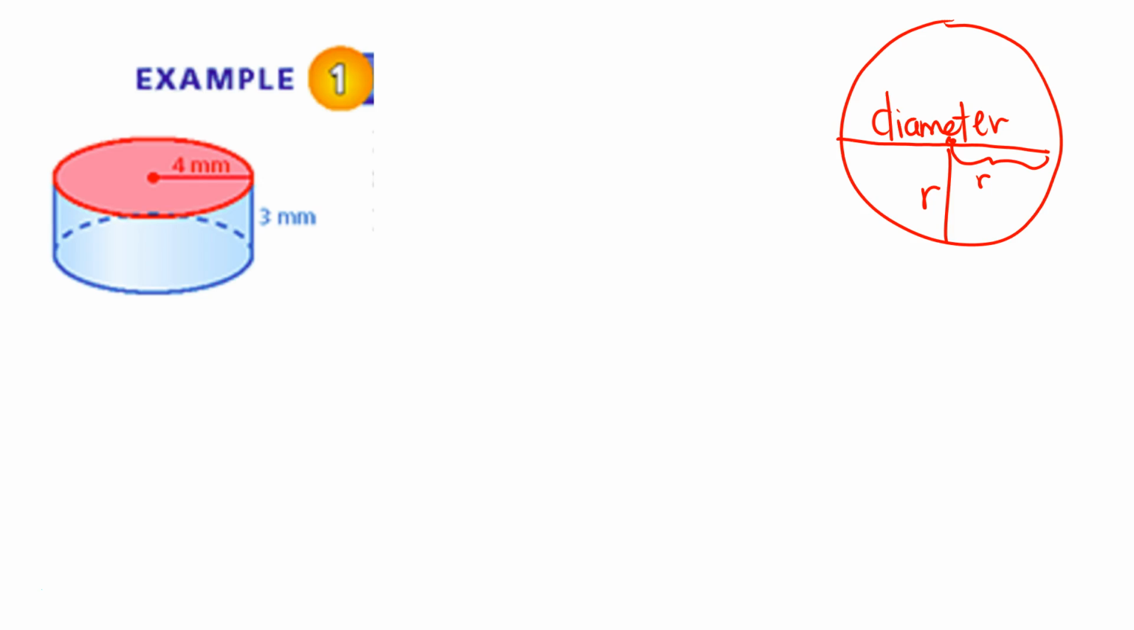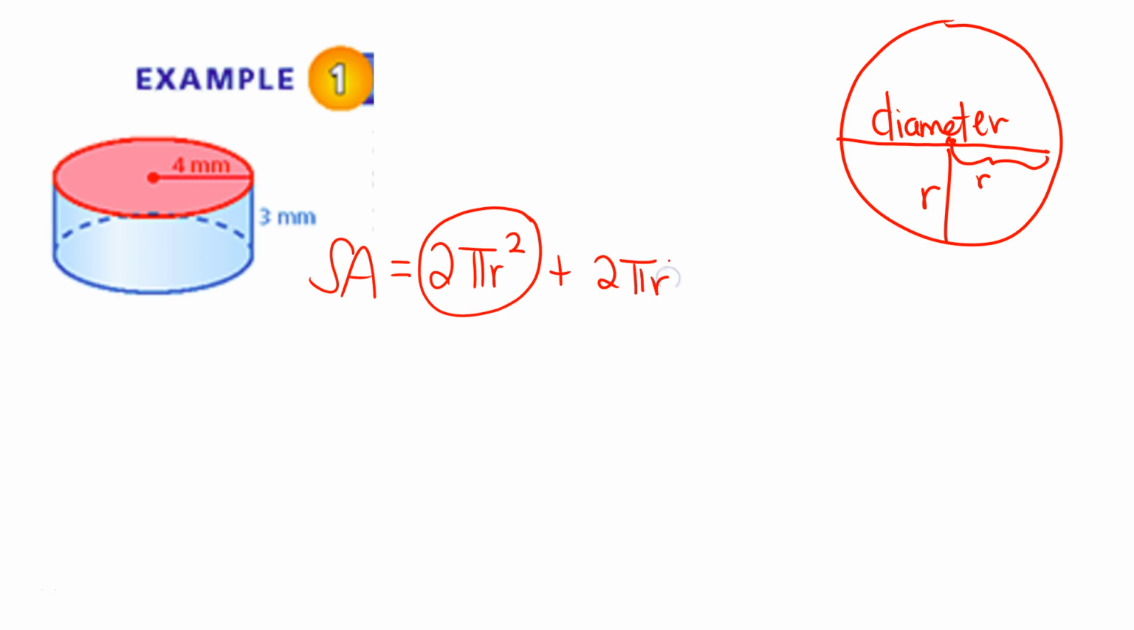Okay, step 1 is the formula. So we're going to put SA equals 2 pi r squared plus 2 pi r h. Okay, step 2, we're going to substitute.